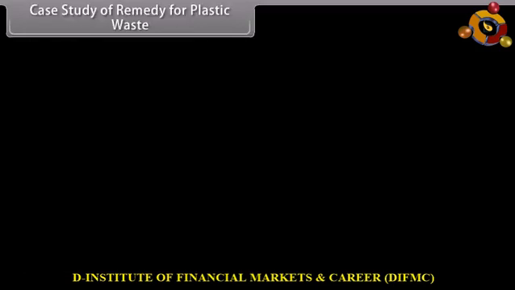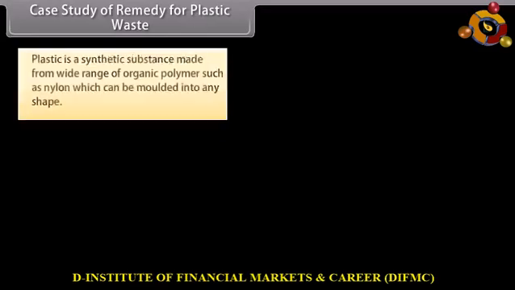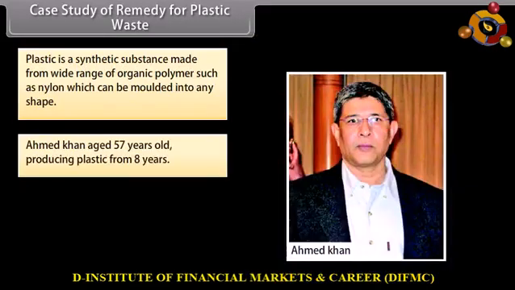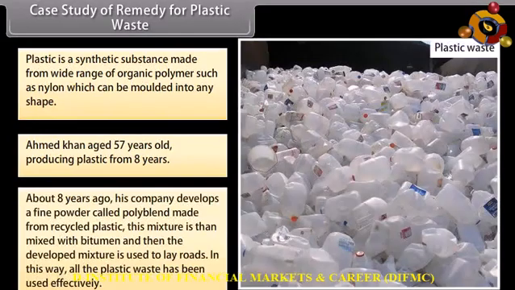Case study of remedy for plastic waste. Plastic is a synthetic substance made from a wide range of organic polymers, such as nylon, which can be molded into any shape. Ahmed Khan, aged 57, has been producing plastic for 8 years. About 8 years ago, his company developed a fine powder called polyblend made from recycled plastic. This mixture is then mixed with bitumen, and the developed mixture is used to lay roads. In this way, all the plastic waste has been used effectively.